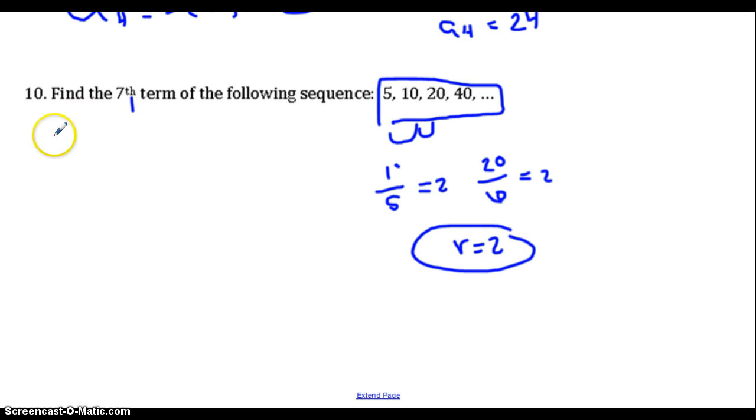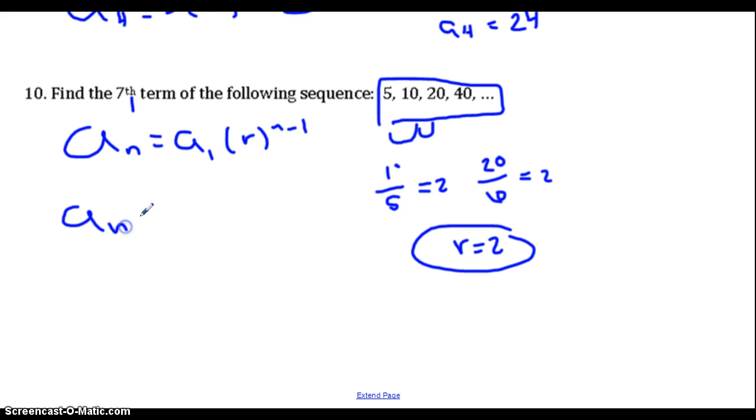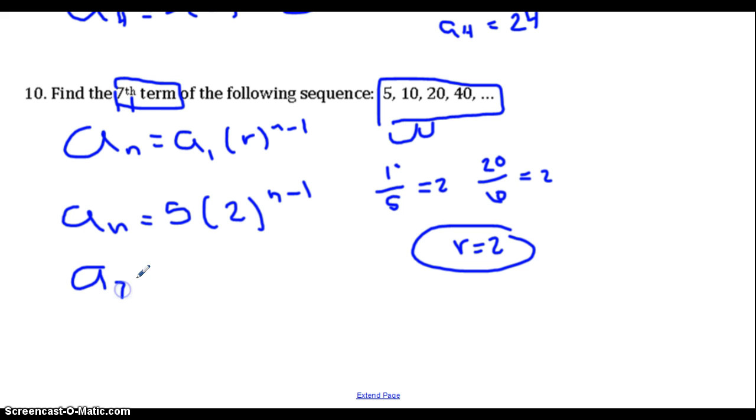All right, so let's use our formula. To find any term, it's just going to be a_n equals a1 times r to the n minus 1. From here, we just plug in what we know. We know the first term is 5, and we know our ratio is equal to 2. So to get the seventh term, which is what we're looking for, we just do a7 is equal to 5 times 2 to the 7 minus 1. So a7 is equal to 5 times 2 to the 6.